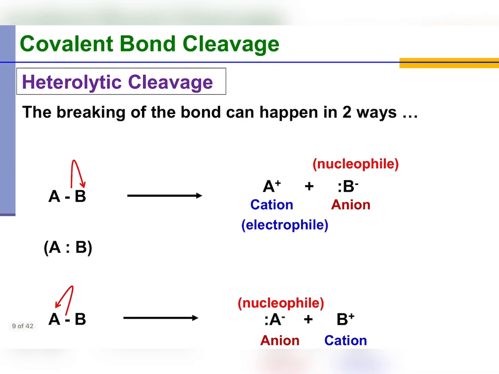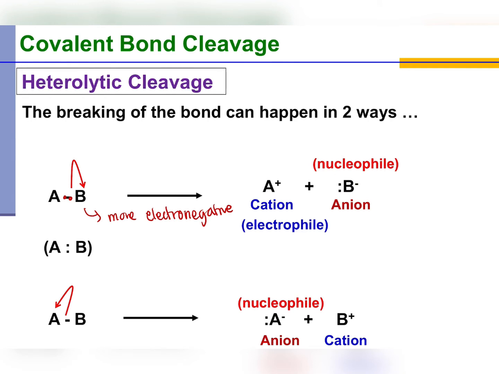Okay, right, next we look at heterolytic cleavage. The breaking of a bond can happen in two ways. Yes, there are two ways, depending on the atom. So for this one, let's say B is more electronegative. If B is more electronegative, that means B will attract the electrons. As you can see, the arrow now is a double-headed arrow. That means B will get both electrons. So B ends up with 2 electrons and is negatively charged. So B becomes an anion, and A becomes a cation. The cation is the electrophile, and the anion is the nucleophile.